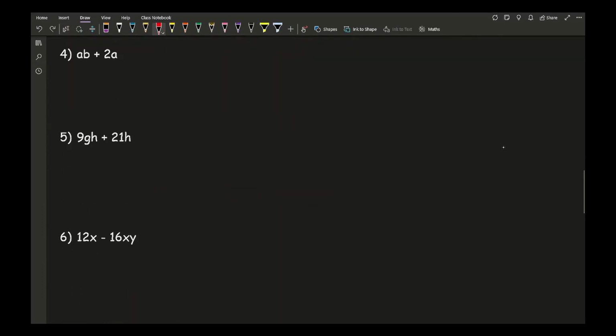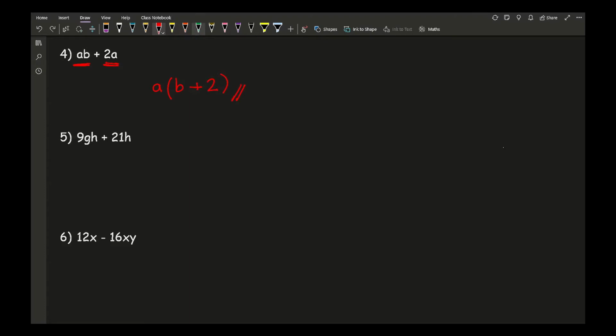So again here, I've got two terms, and I ask myself, what do both terms have in common? Well, they both don't have a number, so that's not going to be an issue, but they both have the letter A. So this is what's going to go outside the bracket. So I then think to myself, I've got A, but I want AB, so what else do I need? Well, I need a B, and then I've got a plus, and I've got A, but I want 2A, so what do I need? I need a 2, and there is my final answer. Moving on to question 5.